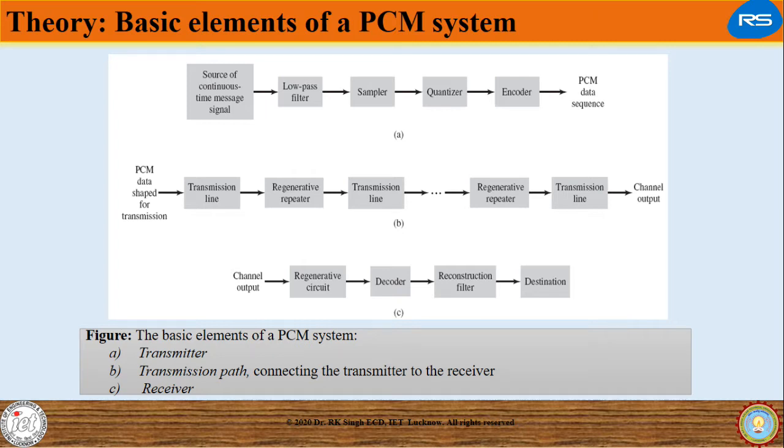In practice, an anti-alias low-pass filter is used at the front end of the sampler in order to exclude frequencies greater than W before sampling. Thus, the application of sampling permits the reduction of the continuously varying message signal of some finite duration to a limited number of discrete values per second. The next block of the PCM system is the quantizer.